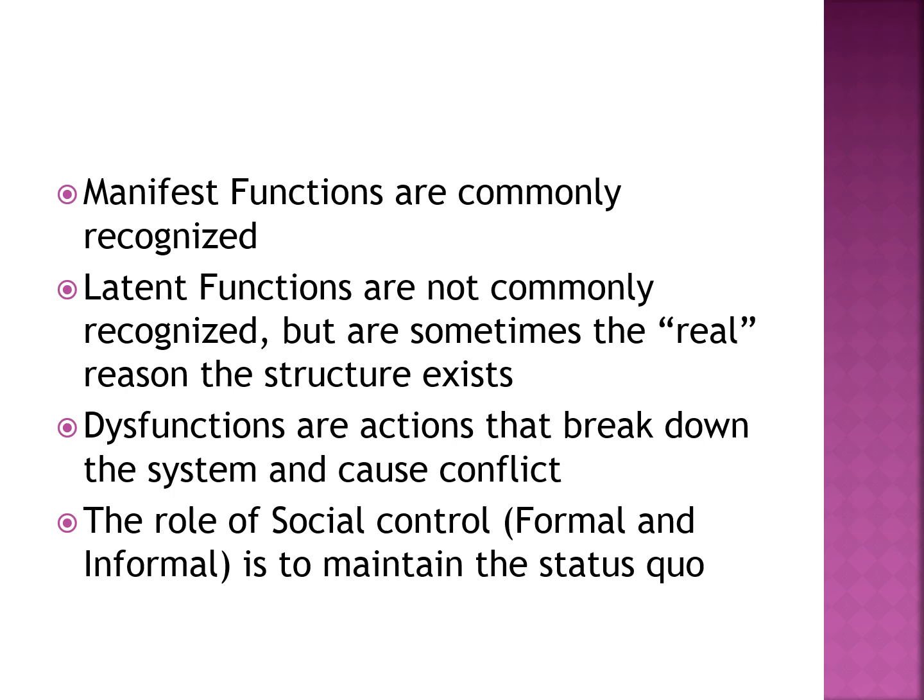Dysfunctions are actions that break down the system and cause conflict. So when someone or something in the system is not doing their function, it is called a dysfunction. And the role of social control, whether formal or informal, is to maintain the status quo. Formal social control comes in the forms of laws, while informal social control is done through socialization.